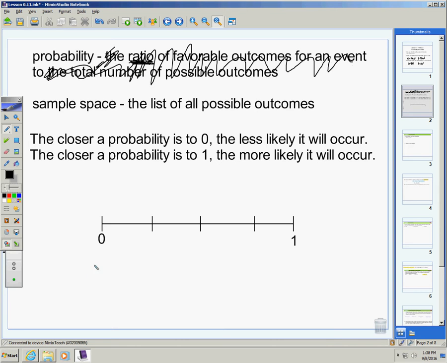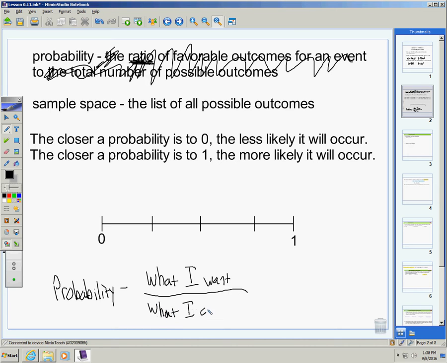What I really want to write down for probability is this. It's what I want divided by what I can get. And that's basically what this definition is saying. This is just a much easier way of understanding it. Probability, it's just what I want over what I can get. And I'll explain what this means a little bit more once we see our first example. But for now, just write this down. What I want over what I can get.